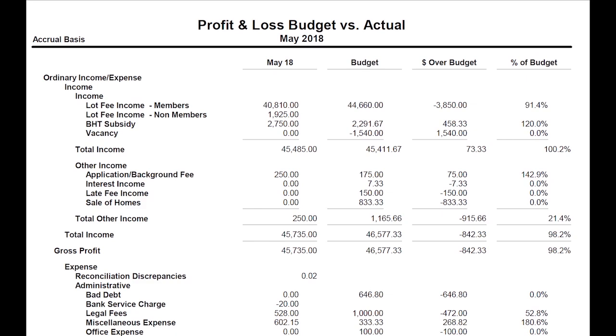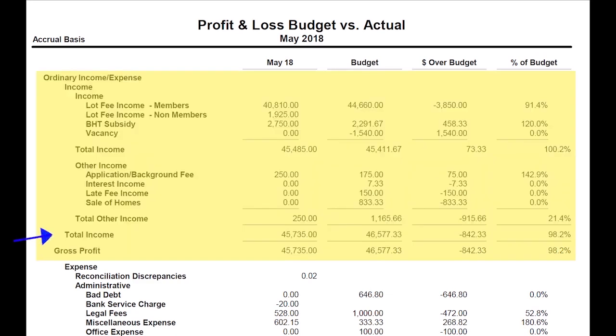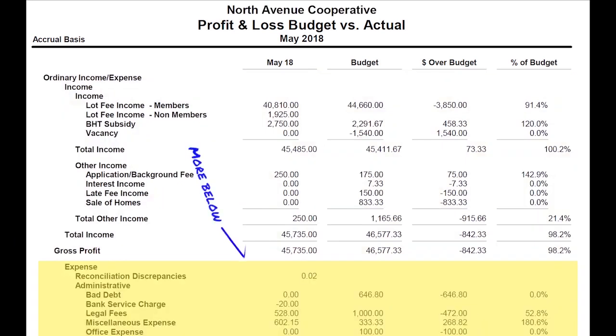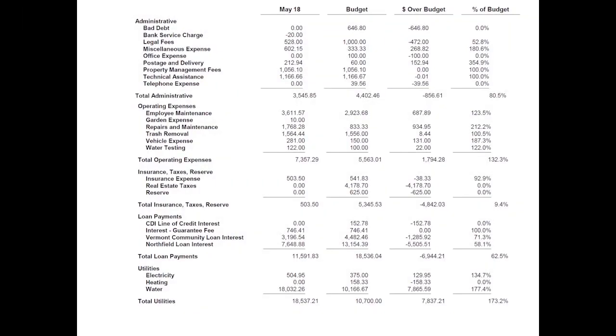Now the top rows of this report compare real income coming into the co-op compared to the budget. Let's skip over this for now and look at the expenses. You can see there are a number of things here that differ from the budget. That's not uncommon. I recommend starting by looking at real spending by big categories such as administrative, operating, and utilities, and seeing how they compare to the plan first, and then identifying the biggest culprits within those categories from there.